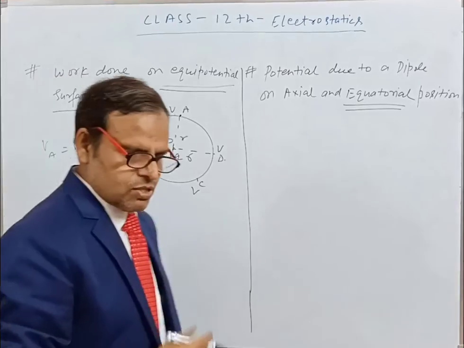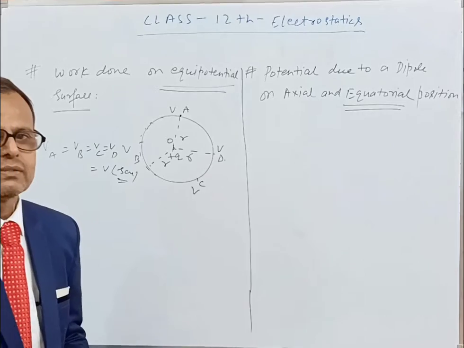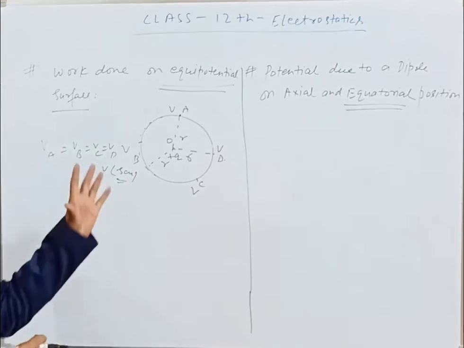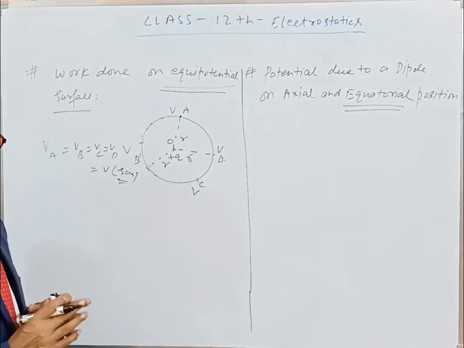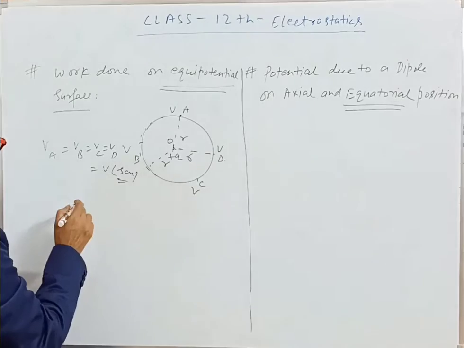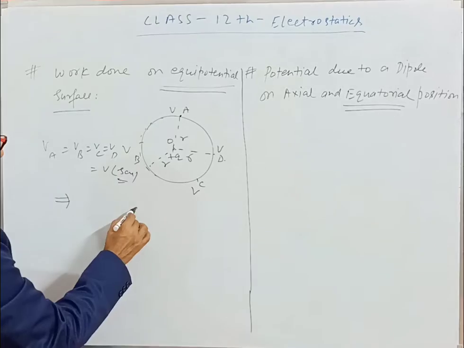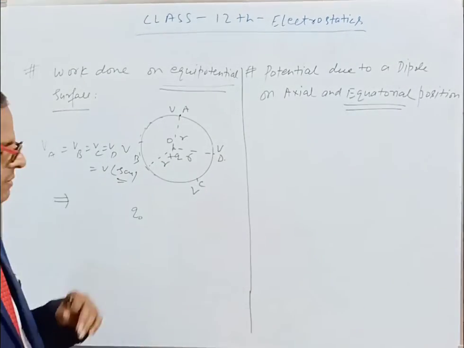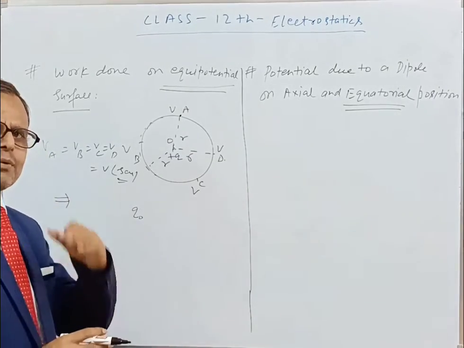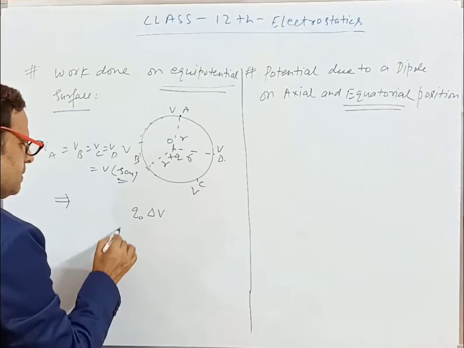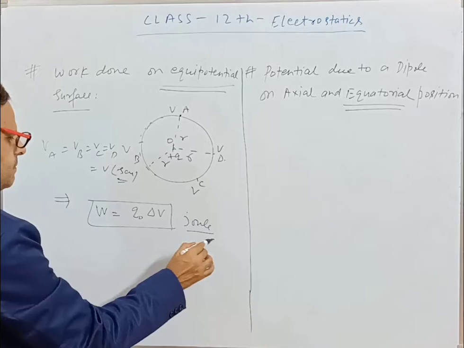The reasoning or the question regarding work done on an equipotential surface is very much important. We already know that there is a formula. If a test charge Q naught is moving in a potential difference delta V, then work done W is equal to Q naught into delta V joule. This is the formula.